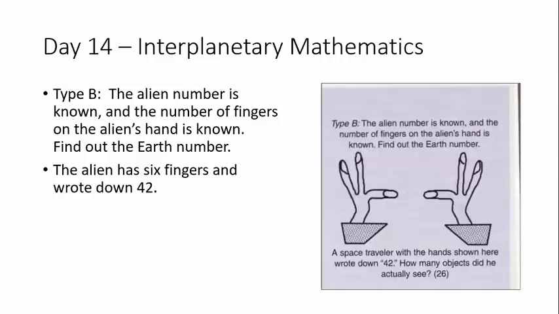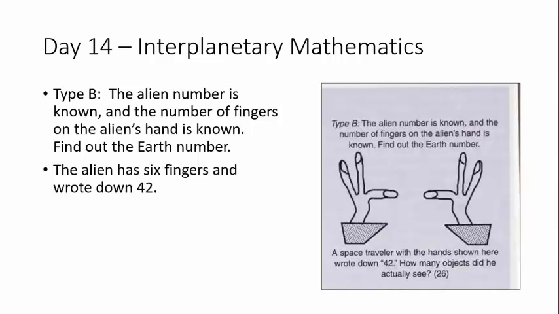Let's look at problem type B. The alien number is known and the number of fingers on the alien's hand is known. We're finding the Earth number. The alien has 6 fingers and wrote down 42. All right, so the alien number is 42. The alien has 6 fingers, and we're looking for the Earth number.